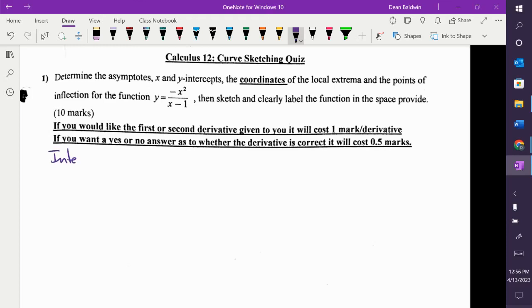Intercepts first. We'll do y-intercept because that's the easiest. Y-intercept is when x is 0, so you just plug 0 into your equation. What do you get? You're going to get 0, right? Because you put 0 in, you're going to get negative 0 squared over 0 minus 1, so you get 0. So your y-intercept is (0, 0).